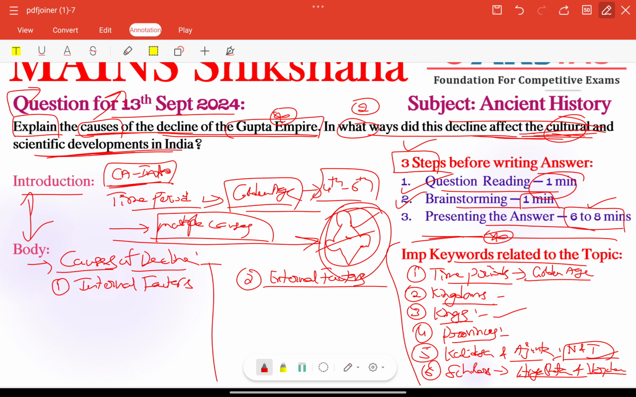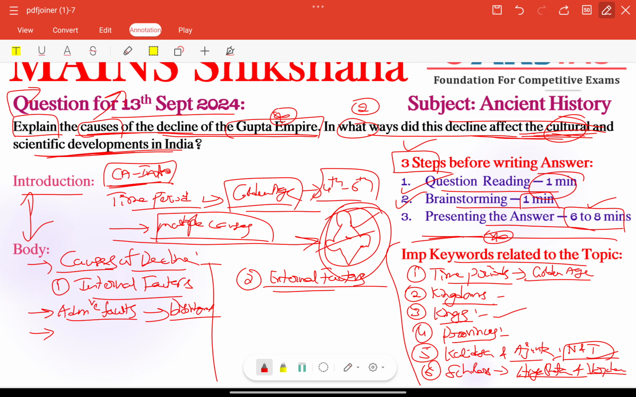Next, here we need to provide internal factors and external factors, right? Internal factors, what we have: administrative inefficiencies. We can talk about administrative faults or inefficiencies. The Gupta Empire's extensive territory was difficult to govern effectively because it was a vast empire and faced so many challenges in maintaining central authority and efficient administration, right? For example, later Guptas struggled with administrative disintegration, especially. That is the main point here, which led to weakened control over all the other territories.